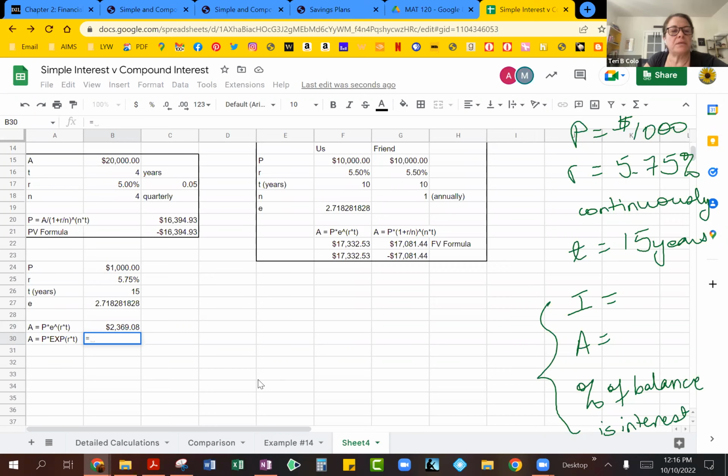That's probably what the issue is. Okay. Delete it. 5.75, correct? Okay, and then these look right. Okay. Sorry, everyone.